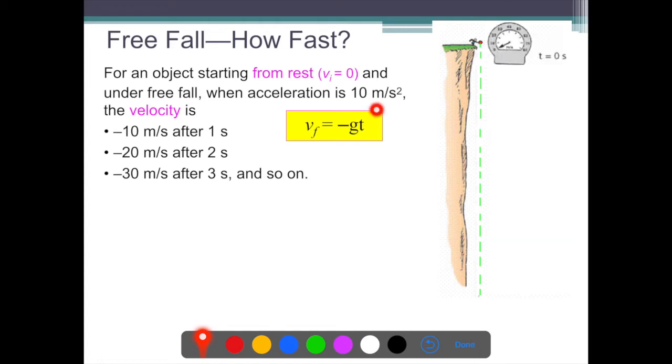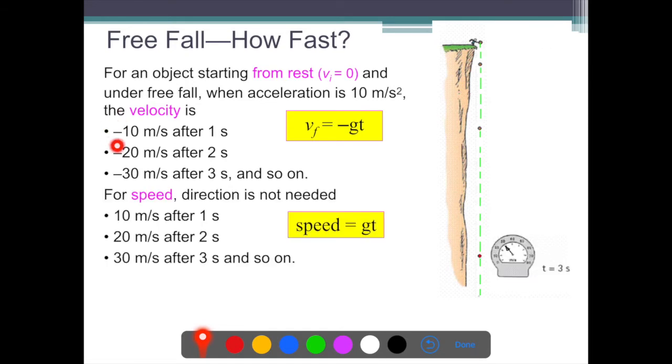You can calculate that using this equation, but you get the same thing. It's just a conceptual understanding that because the acceleration is 10 meters per second squared, that means that velocity changes by 10 meters per second every second. Okay. Now, if we're talking about speed, speed does not need direction. It's a scalar quantity. And so we just disregard the negative signs because the negative signs here tell us that the object is falling, it's moving downwards, and we've taken downwards as the negative direction.